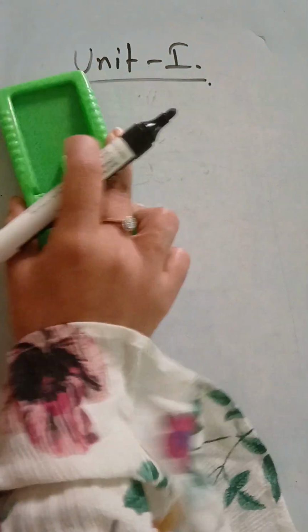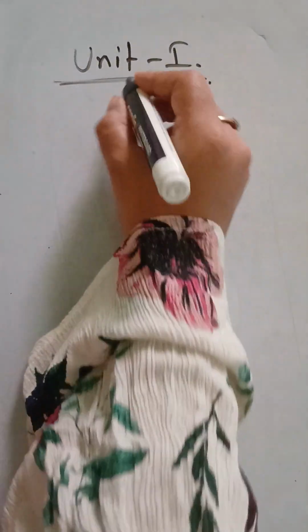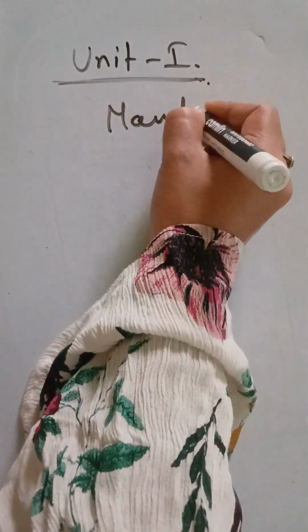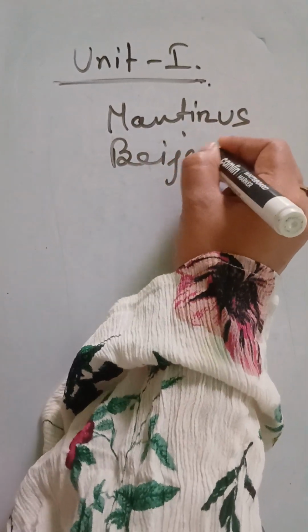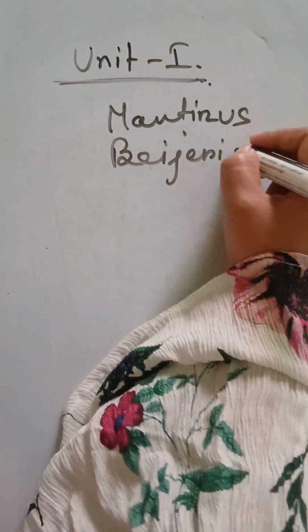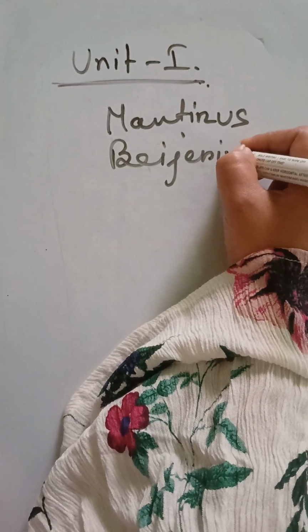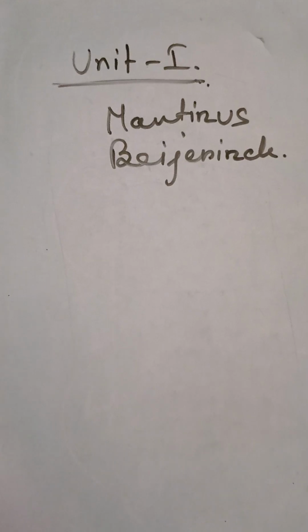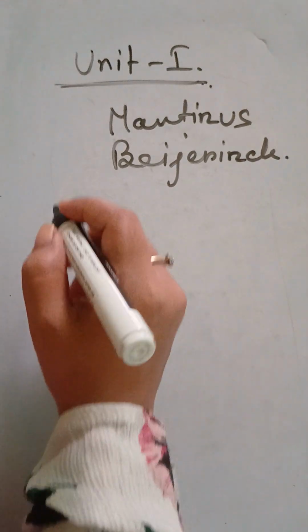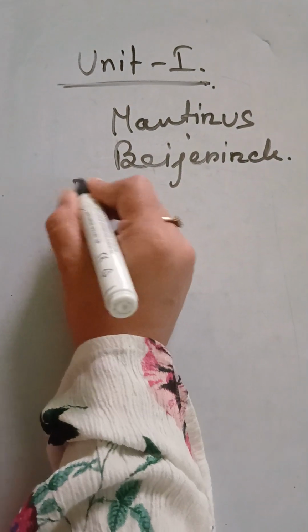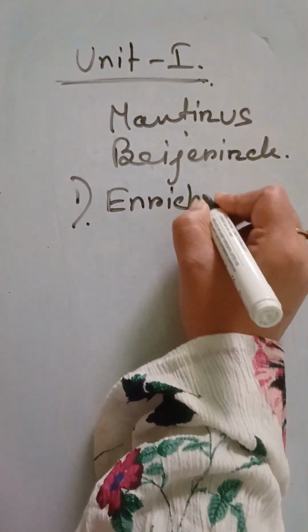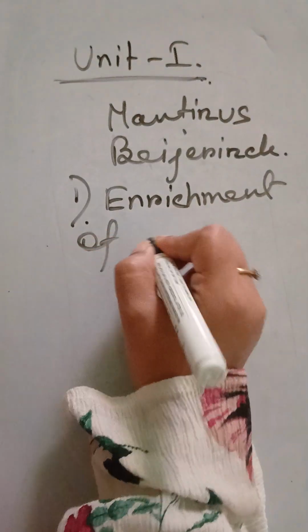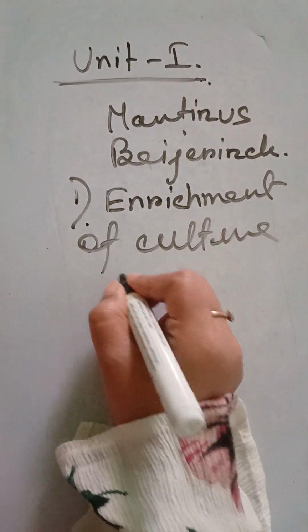He was a very eminent scientist named Martinus Beijerinck. Okay, Martinus Beijerinck. He was such an eminent scientist who first discovered three things. One, that is enrichment of culture media.